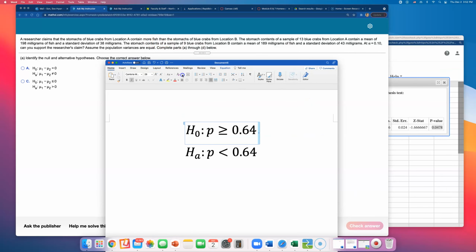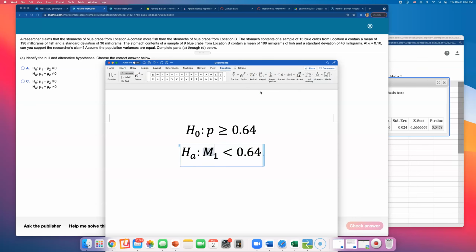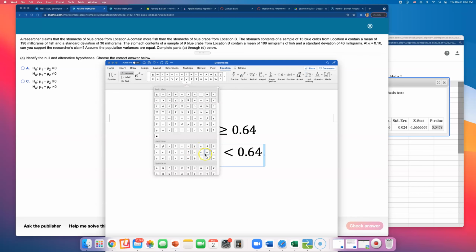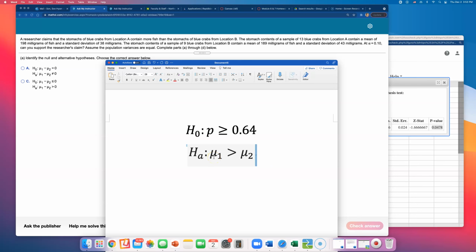As soon as I read that, I'm going to go ahead and type up my hypothesis. So, location A contains more fish. What they are saying is that mu of 1, oh, I meant to put the Greek symbol mu, that mu of 1 is greater than mu of 2, right? And I'm making that an alternative hypothesis because when they say more, they're not saying more than or equal to. They're just saying strictly greater than.